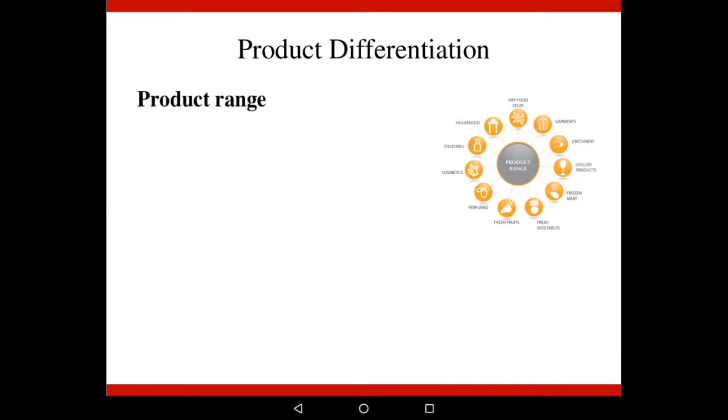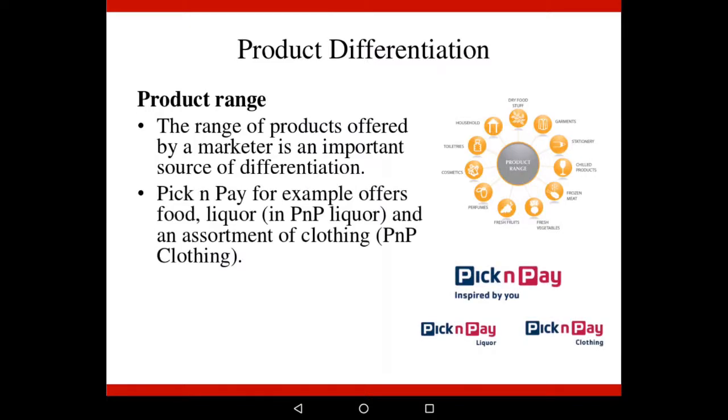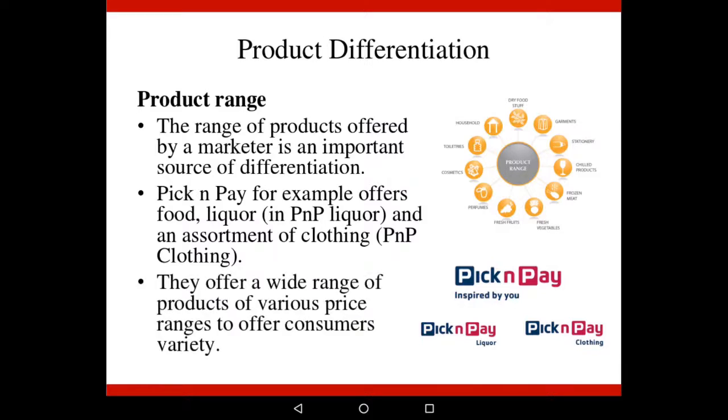Then we have product range. The range of products offered by a marketer is an important source of differentiation. Pick n Pay, for example, offers food, liquor, and an assortment of clothing. So they offer a wide range of products. And usually the Pick n Pay liquor and clothing are quite close to the Pick n Pay food store. Right, they also offer a wide range of products at various price ranges to offer consumers different variety.